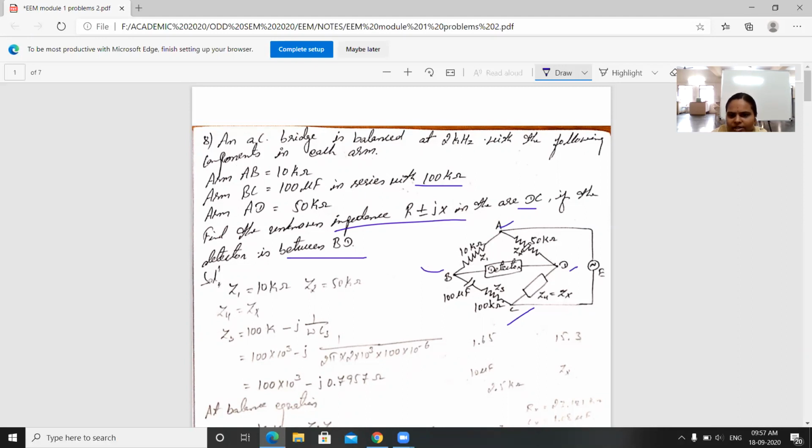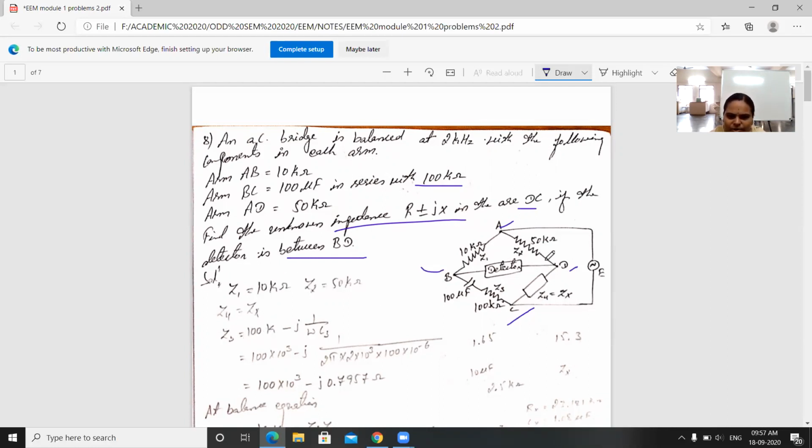We can take those as Z1, Z2, Z3, and across DC an unknown parameter is connected, that is taken as Zx. Okay, and across AC supply is connected. Across BD a detector is connected. The detector is between B and D. Okay, first you write what are the given parameters: Z1, Z2 and Z3, Z4.